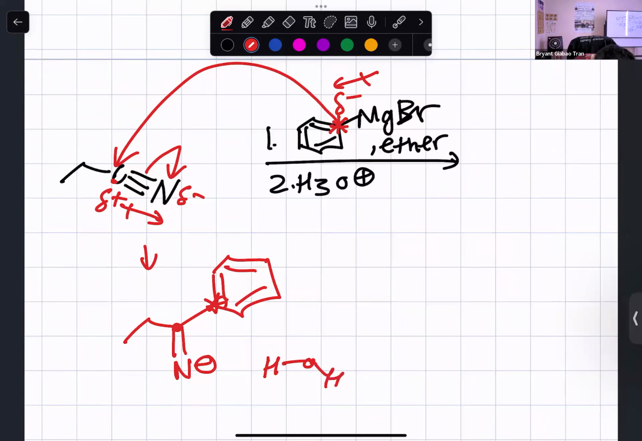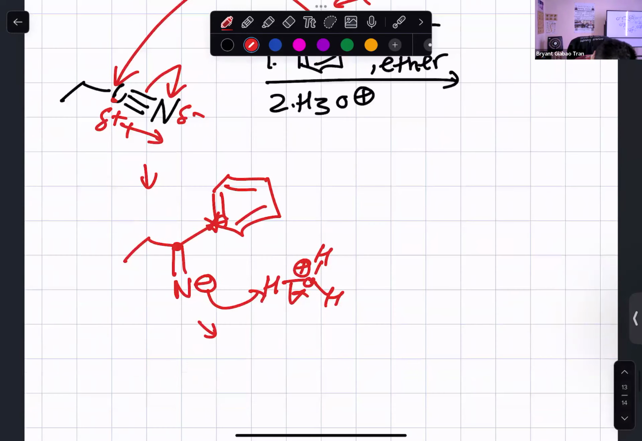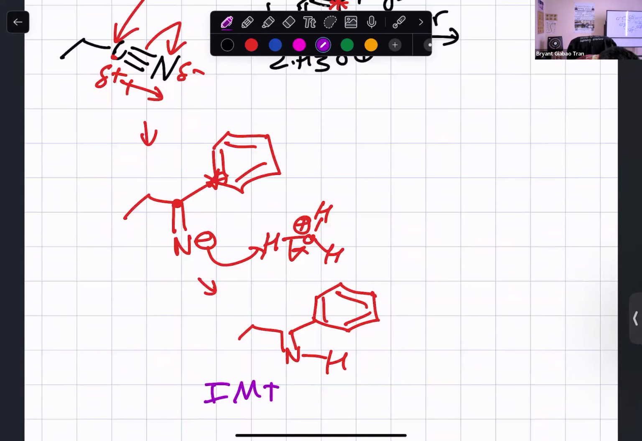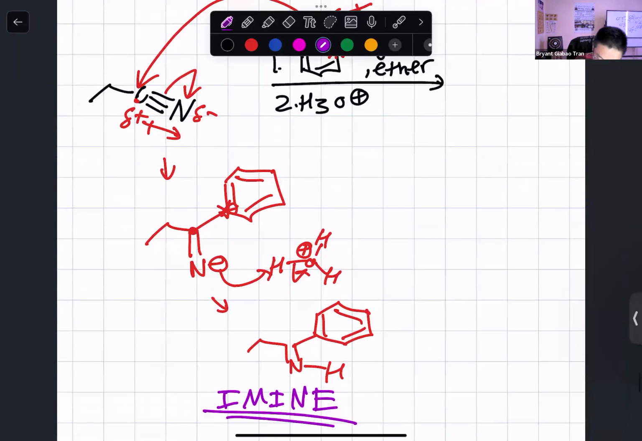And then, yeah, I remember this from the Achieve homework. This N minus here is going to get protonated by the hydronium ion to get us this neutral imine here. So once we have that imine right there, if we are still in acidic conditions, we're going to do hydrolysis of imine into carbonyl.